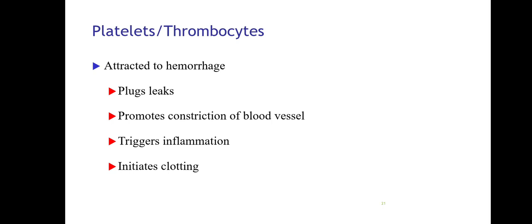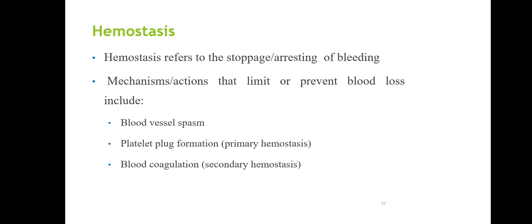You know, constriction of a blood vessel is going to narrow the volume, like how much blood you are losing. So actually the constriction of blood vessels is going to help in blood clotting, and then they're also going to trigger some kind of inflammation. Okay, so during this inflammation, they are going to initiate the clotting using the different clotting cascades. Okay, so now let's look at hemostasis.